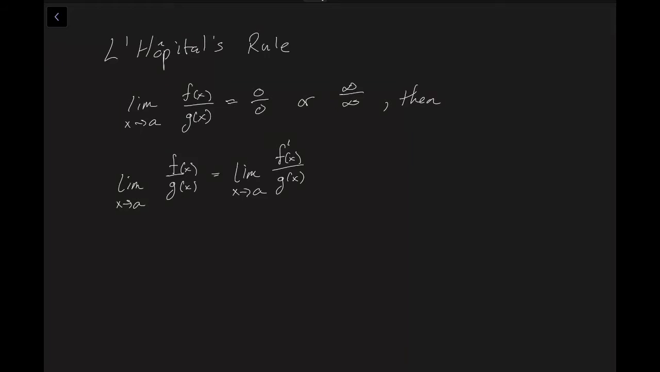Now don't confuse this with the quotient rule, because the quotient rule has a different set. It's the bottom times the derivative of the top minus the top times the derivative of the bottom, all over the bottom squared, while this is just the derivative of the top over the derivative of the bottom.